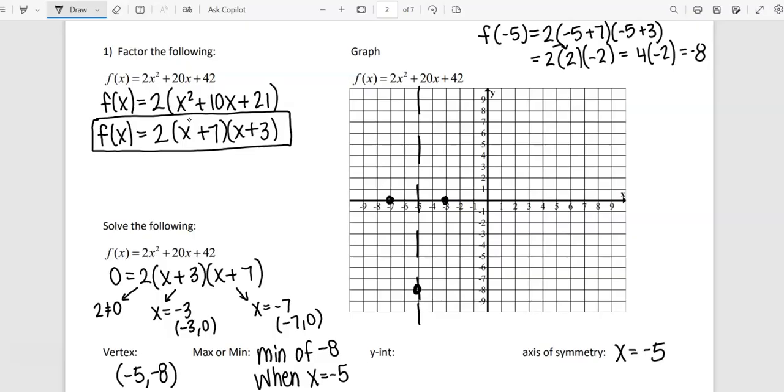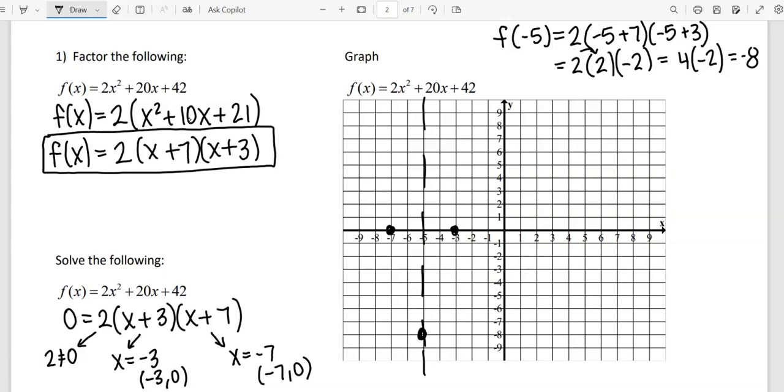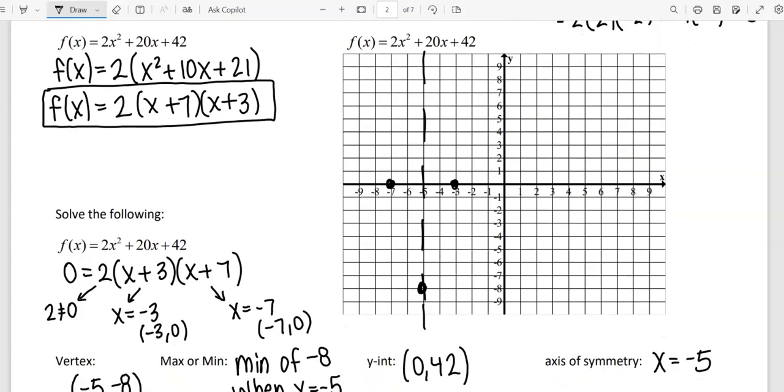Ooh, I can find the y-intercept. What form reveals the y-intercept? Standard form. If we look at standard form, it's above our graph right here. What's our y-intercept? 0, 42. Can I graph that? No. Is there another way that I could graph another set of points maybe to help me with this?